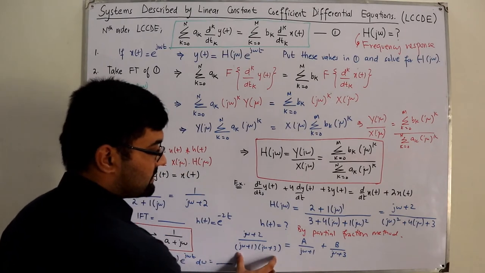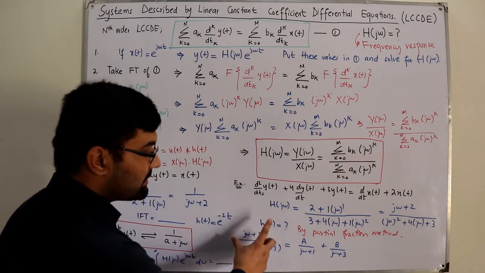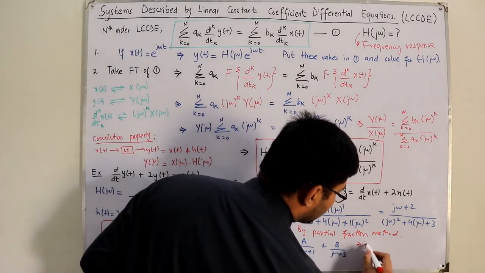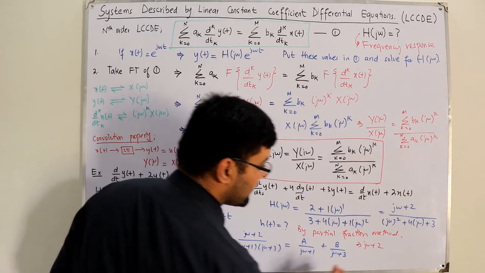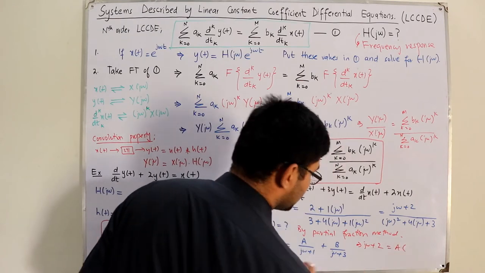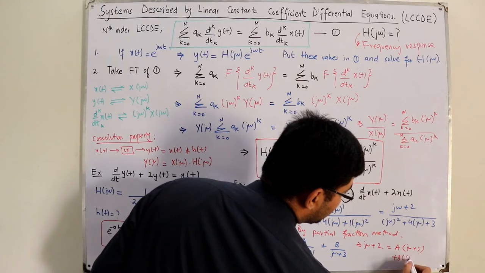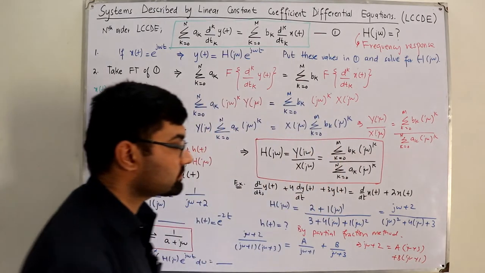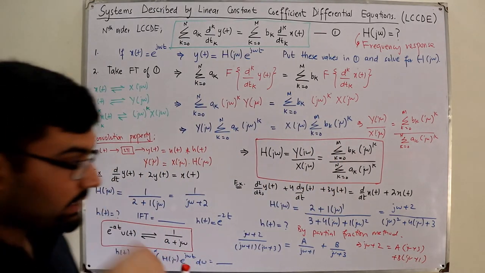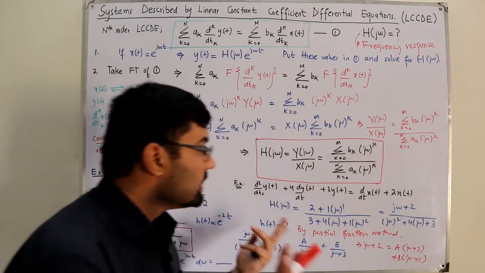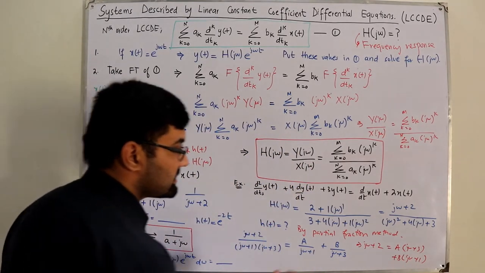The LCM is, of course, this thing, j omega plus 1, j omega plus 3. You multiply it on both sides. So which means you get what? You get j omega plus 2 on this side, and that is equal to a times j omega plus 3 plus b times j omega plus 1. Now to find a, you have to make B zero. To find B, you have to make A zero. You can do it yourself.